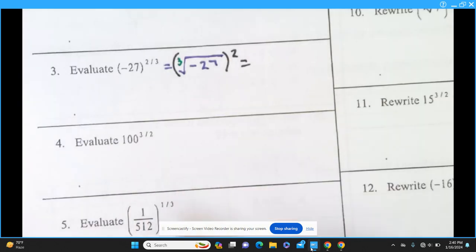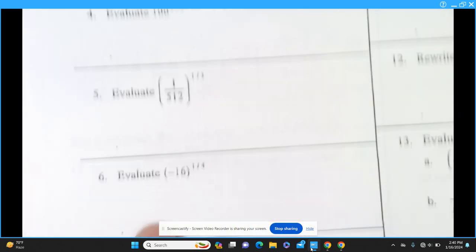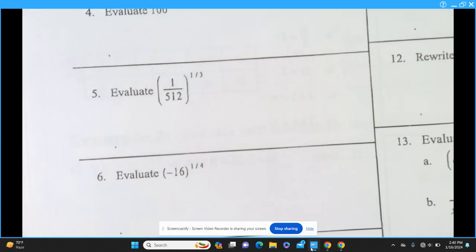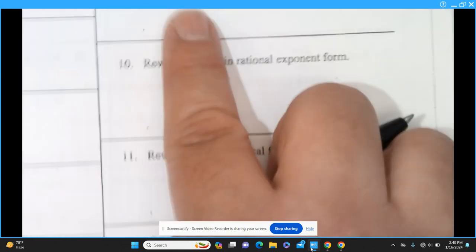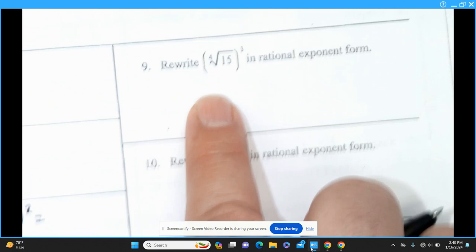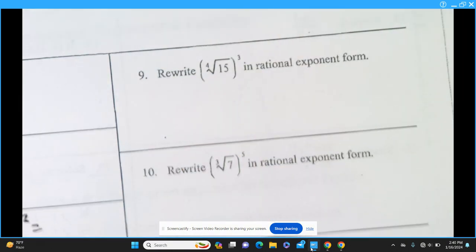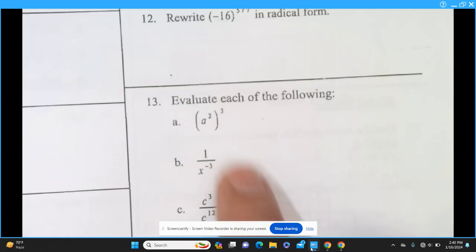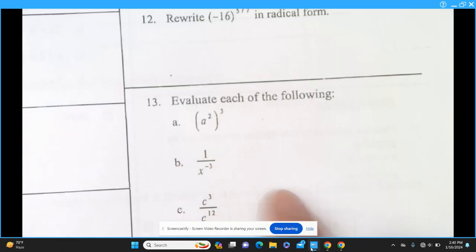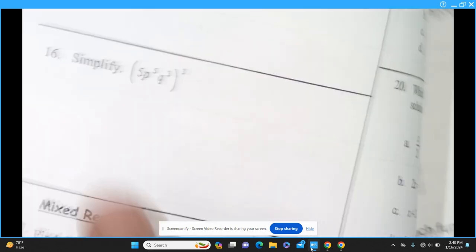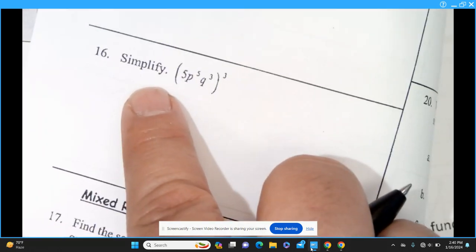So you got to do that for all of these. Look, evaluate, calculator, calculator. All of these are calculator problems. And then you get over here and all you're going to do is rewrite it. So you don't even need a calculator there. So they're meant to be quick. Once you get to 13, this is where they review the rules from last time. Use your word wall, use whatever you have, and don't forget, you're only going up to number 16 here.